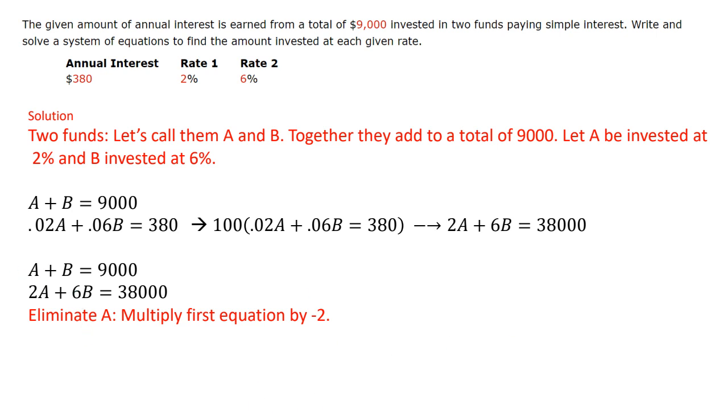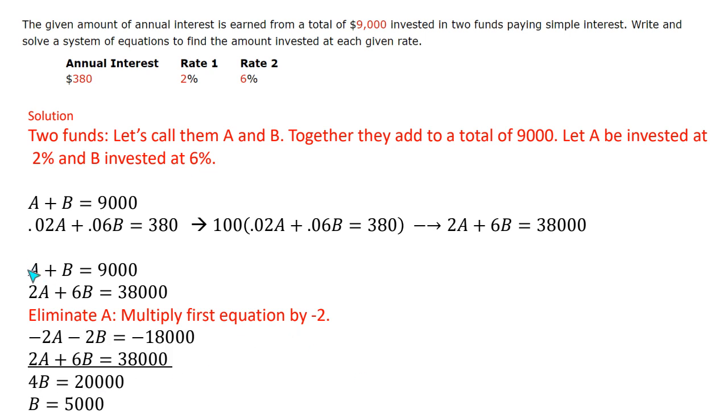I'm going to multiply that first equation by -2. So -2 times a is -2a, -2 times b is -2b, and 9,000 times -2 is -18,000. If I add these, they cancel out. Then -2b plus 6b is 4b, which is equal to 20,000. Divide by 4, so we get b is equal to 5,000.